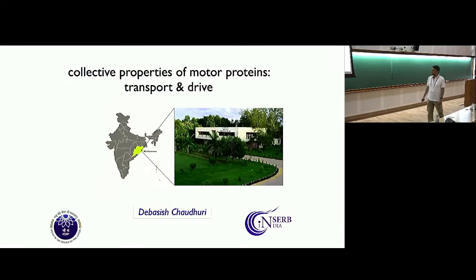Today I'm going to talk about molecular motors and force generation by molecular motors and what they can do. I'm somewhere here in Bhubaneswar.